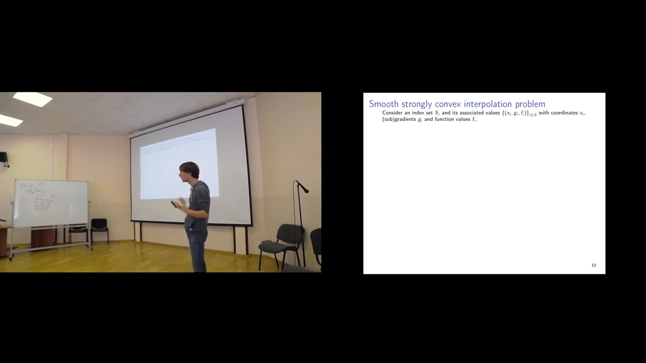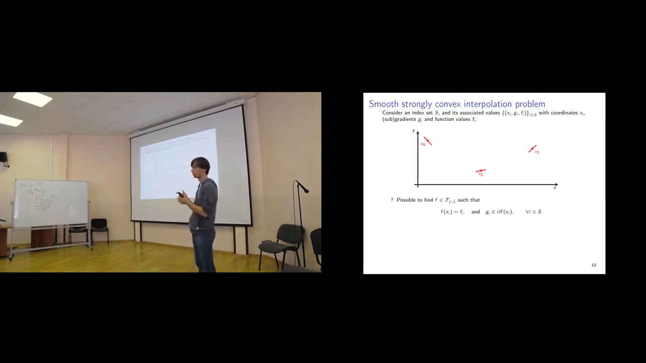So let me reformulate the problem again. We are given coordinates, so the x. We are given slopes, so gradients, and function values. Okay? And now we want to ensure that there exists a smooth strongly convex function which explains my data. Okay, so how can I do that? For that, you'll have to trust me.